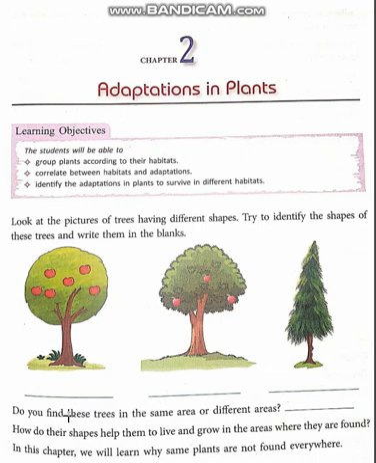So do you find these trees in the same area or a different area? Of course in different areas. We cannot find the same kind of plant in the same area. Now the next question is also here. How do their different shapes help them to live and grow in the area where they are found? We are going to learn about this in the chapter. In this chapter, we will also learn why the same plant is not found in one particular area. Let us do.